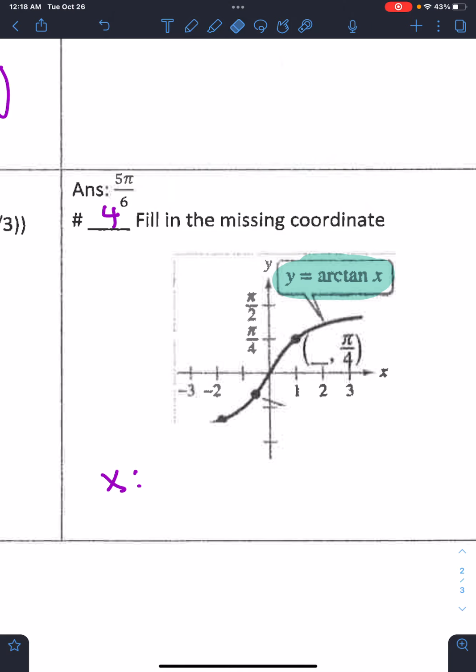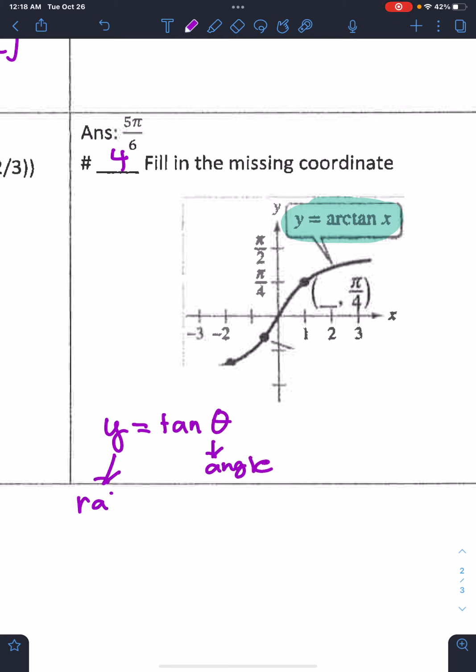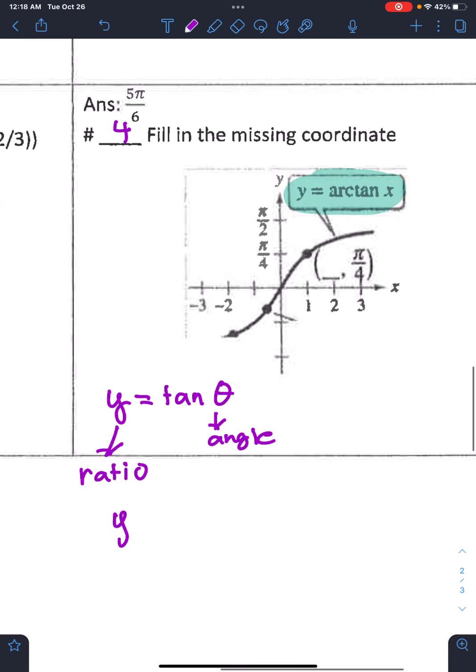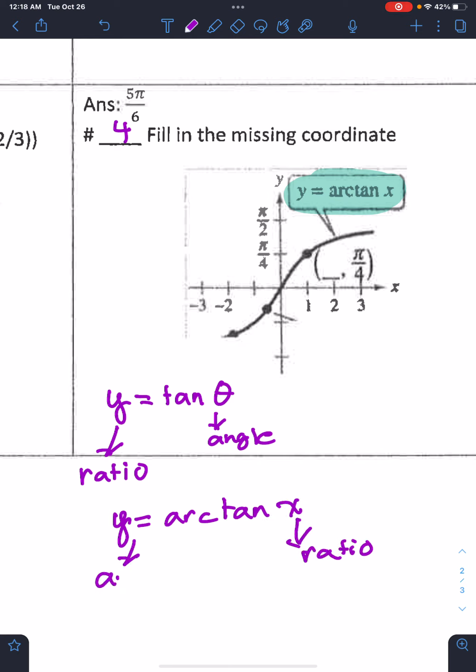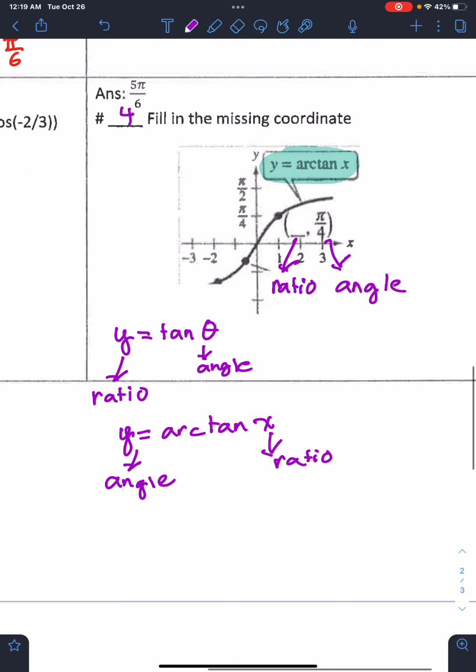Sorry, no. So let me go back with that. I apologize. So if it was tangent, let's say that it was y equals tangent of theta, then this is the angle and this is the ratio. But since this is y equals arctan of x, this is my ratio and this is my angle. So if we look here, the x value has to be the ratio and the y value has to be the angle.